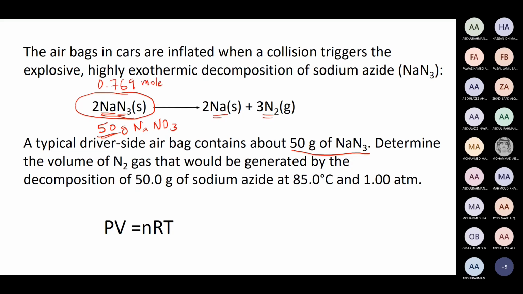If we have 0.769 mole of this one, how many moles of nitrogen are we going to make? You multiply this number by what? By 3 and divide by 2. Exactly, which is, give me the answer. 1.15. 1.15 mole. Are you following with me? Good. Now, if I know the number of moles and I know the temperature and the atmosphere, what can I calculate?